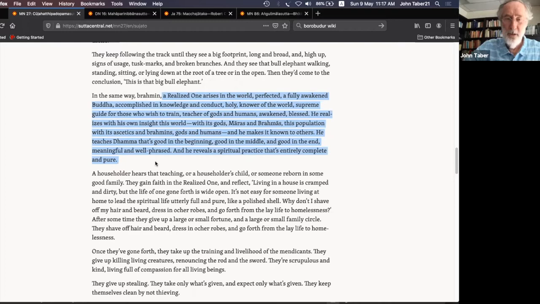He realizes with his own insight this world with its gods, Maras, and Brahmas, this population with its ascetics and Brahmins, gods and humans, and he makes it known to others. So that's the key statement. He realizes with his own insight this world and he makes it known to others. He teaches Dhamma that's good in the beginning, good in the middle, good in the end, meaningful and well phrased, so it's eloquent. And he reveals a spiritual practice, a discipline that's entirely complete and pure. So this is the standard description of the Buddha that we get in many, many suttas.